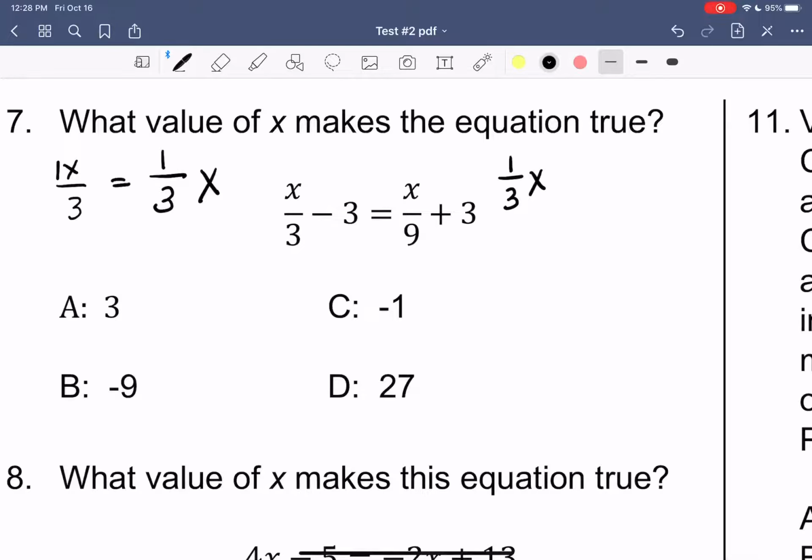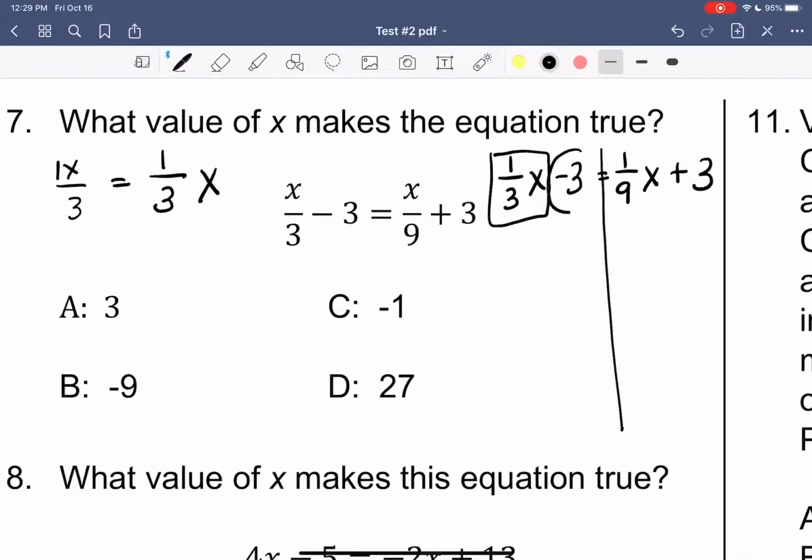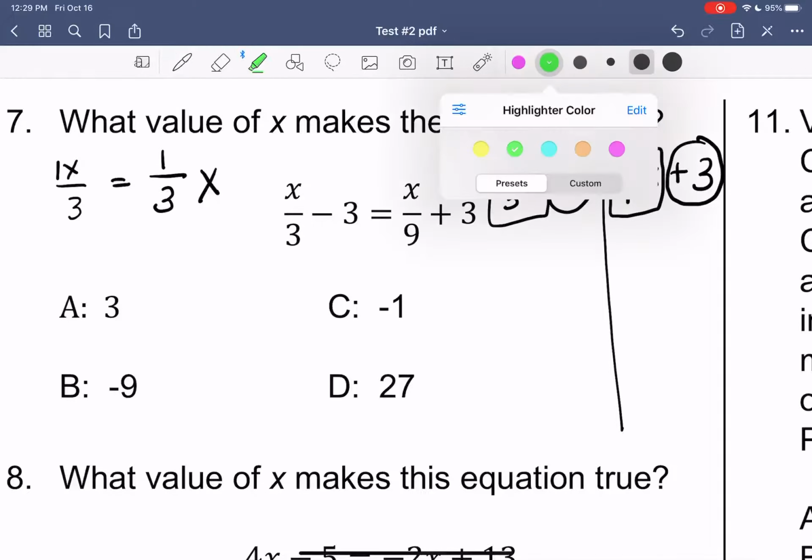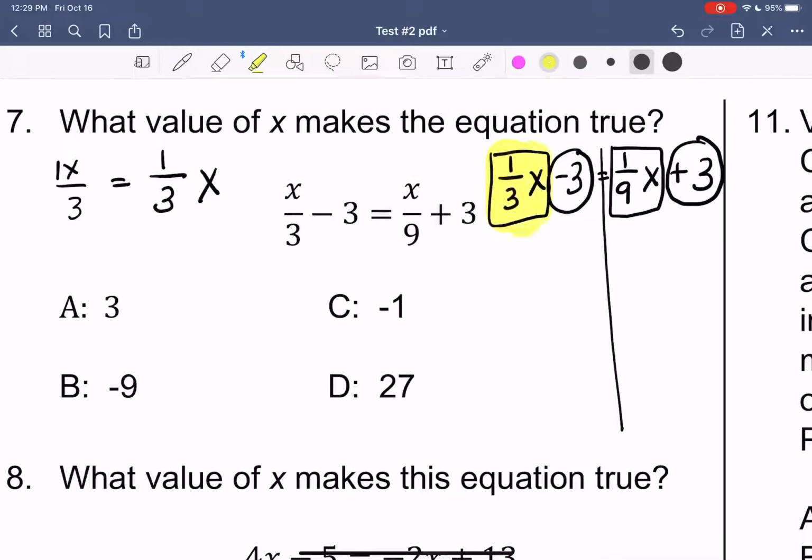1/3 x minus 3 equals 1 over 9 x plus 3. So again, we have these fractions here, and I'm going to go in and circle and box. So we're boxing variables and circling constants. Our goal now here is to identify, so these are our variables, and what we're looking for is our least coefficient.